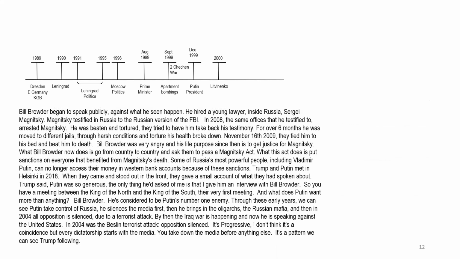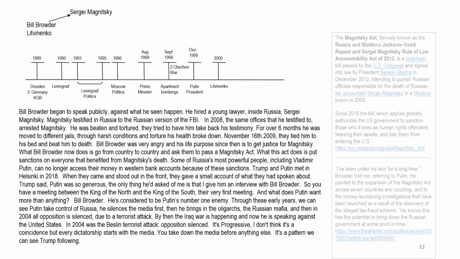From 1989 to 2000, Bill Browder began to speak publicly against what he was seeing happening. He hired a young lawyer inside Russia, Sergei Magnitsky. Magnitsky testified in Russia to the Russian version of the FBI. In 2008, the same offices that he testified to arrested Magnitsky.